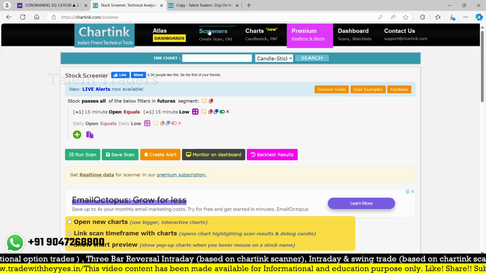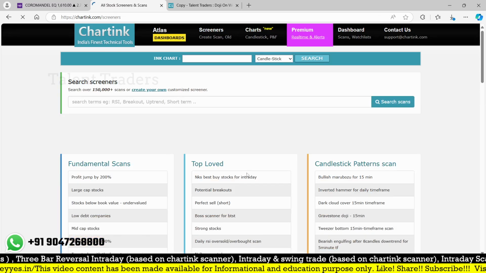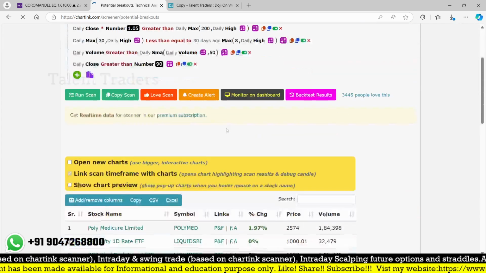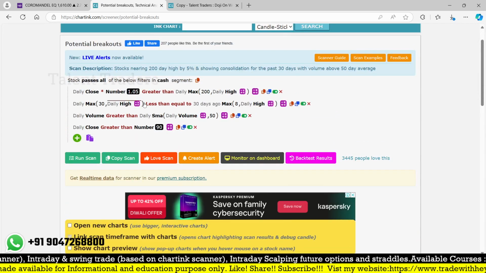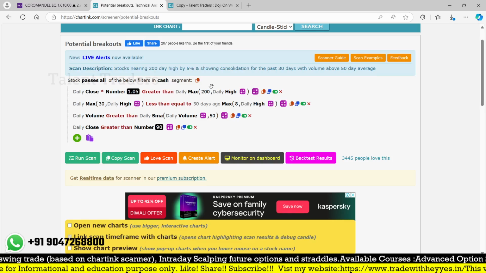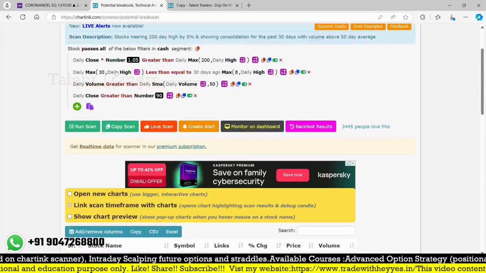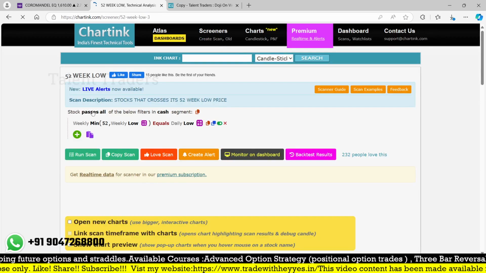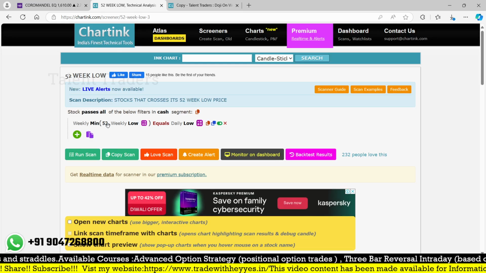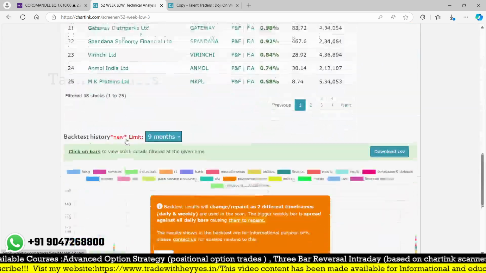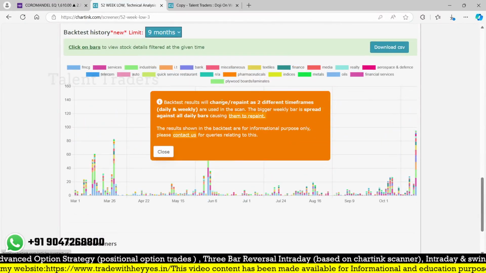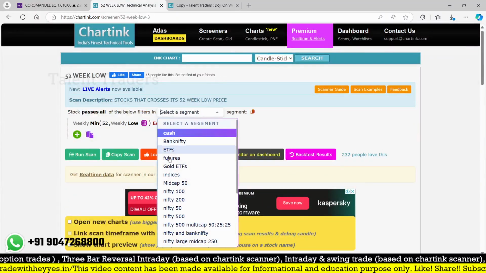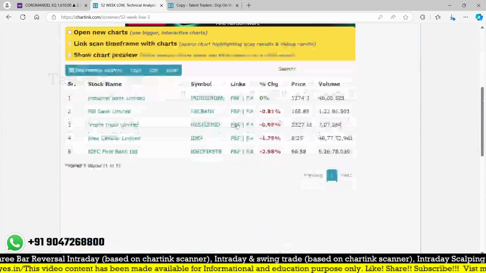Among the many scanners you search, some of them are non-repaintable. Maybe we can check randomly. This one uses the daily time frame. 52 week low, this one is weekly. Yes, this will never repaint. When it came, that would be a 52 week low. So here you can see at that time that would be a 52 week low. I will explain. This will never repaint if I'm just using a future.